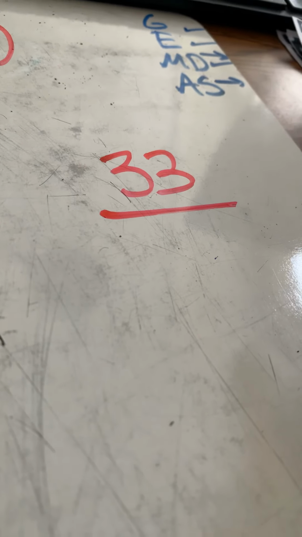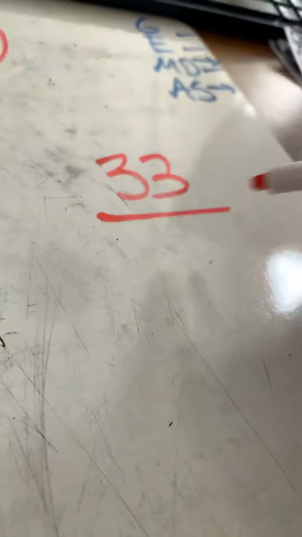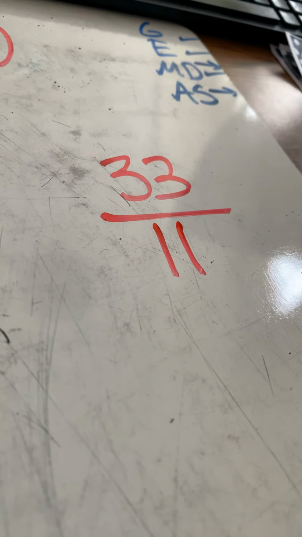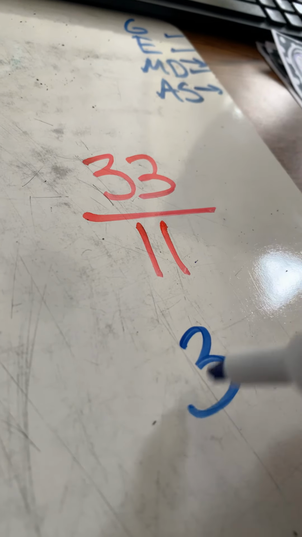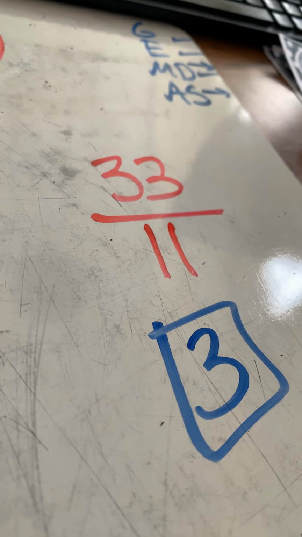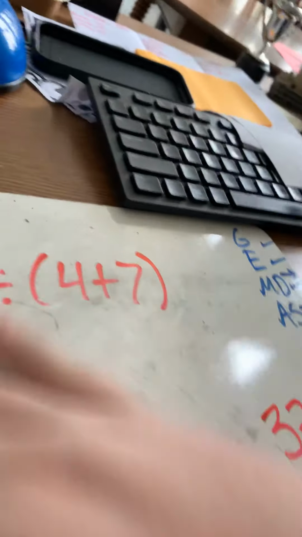So I'm going to bring over my 33 divided by division bar, because that's what a fraction bar means. 4 plus 7 is 11. 33 divided by 11 is 3. And that's it. Clear my board.